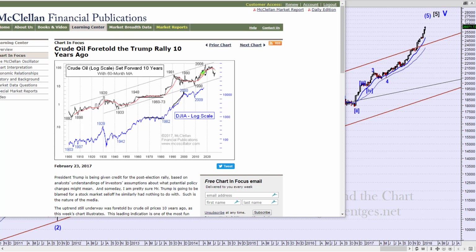So then where did crude oil peak? Crude oil peaked in 2008. Remember that? If it wasn't $150, it was very close to $150 a barrel on the futures. And then it literally collapsed. You move that forward 10 years, where are we? We're at 2018. And so let me go back to what he said down here.